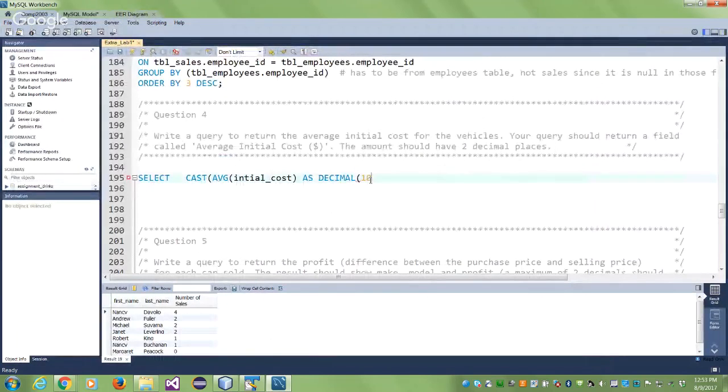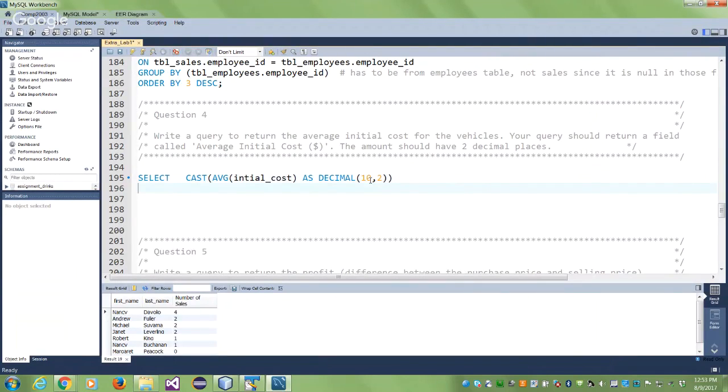I mean, it was 10 comma 2. It won't go more than that. And do I have enough brackets? There. So that's cast. And the round function is different. The round will just, you put 2 parameters, you say whatever you want, average, and then you put a comma. And it has to be given a name. If you don't give it a name, it will look very bad. And the name that has to be given is average initial cost. It's already been given to you.